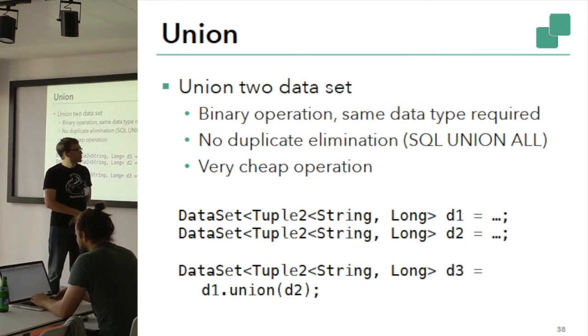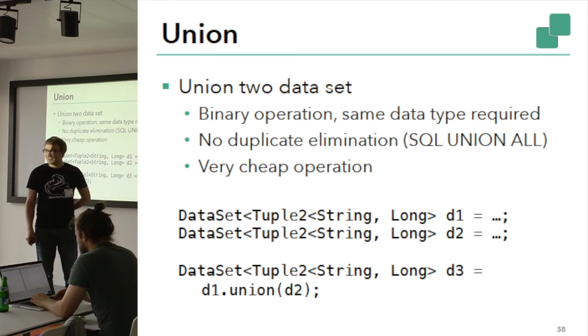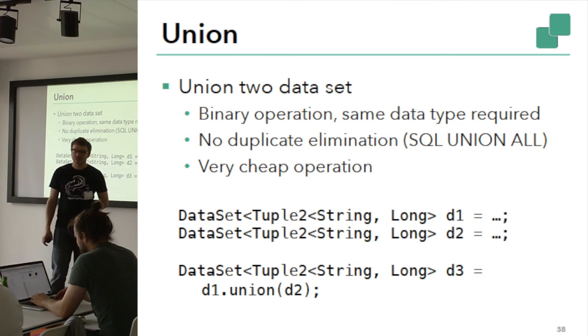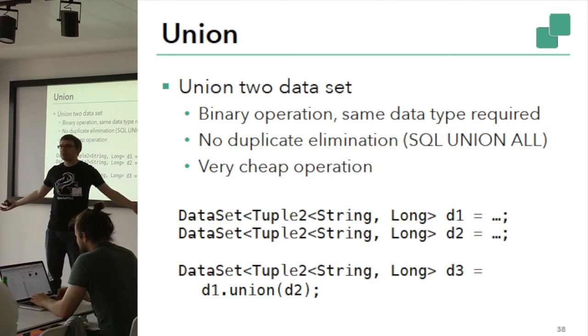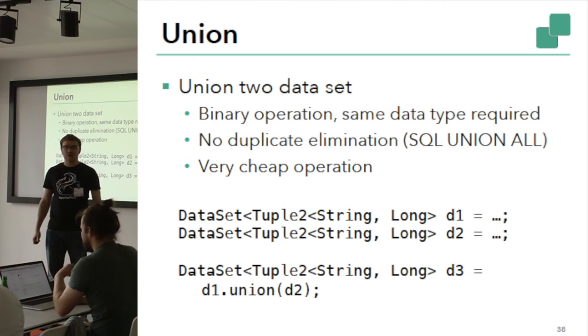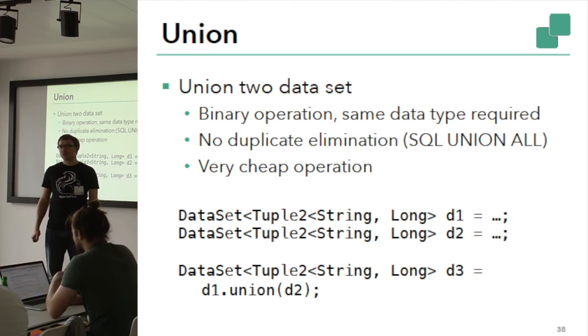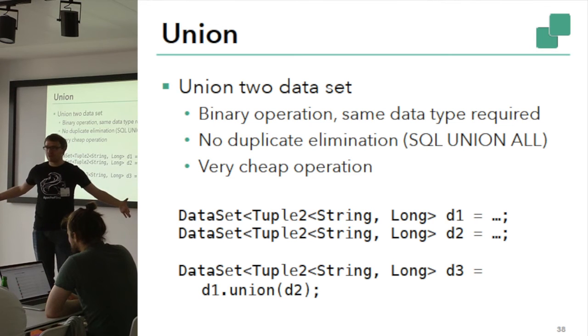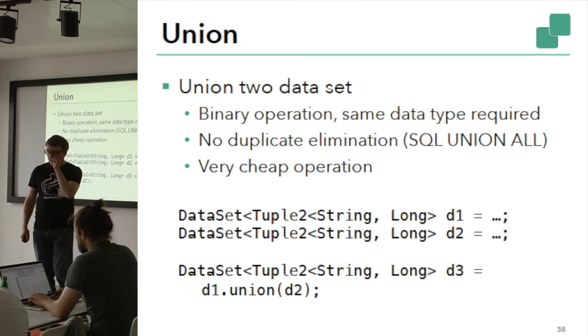Okay, so this is probably the most trivial transformation that we offer. It's the union, which basically just takes two data sets of the same type and unions them. The resulting data set will be all elements of both input data sets. We don't do any duplicate elimination, so it's kind of like UNION ALL in SQL. It's just combining the streams, and all data can then be forwarded to another operator.